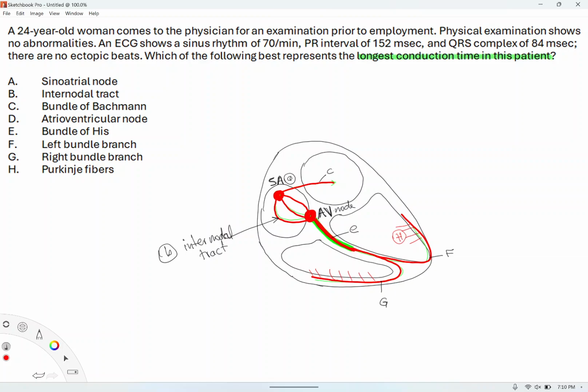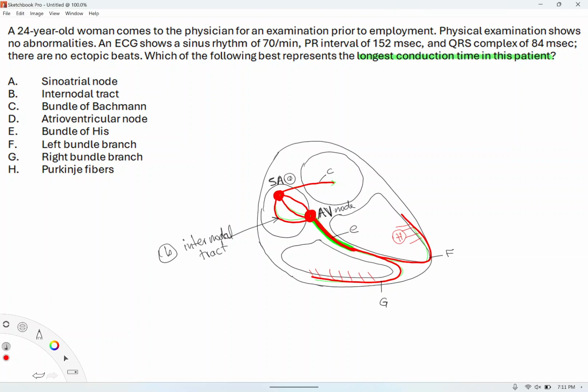Now we have labeled our heart. This is the normal conduction pathway of electrical impulses that starts in the SA node, and then goes to the AV node. From the AV node, it goes to the bundle of His. From the bundle of His, it goes to the right and left bundle branches, and eventually to the Purkinje fibers. The internodal tracts are responsible for contraction of the atria, Bachmann's bundle for the left atrium, and the bundle of His, the bundle branches, and the Purkinje fibers for ventricular contraction.